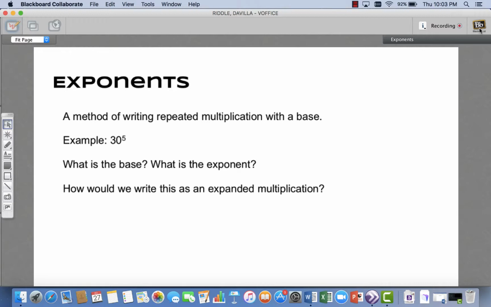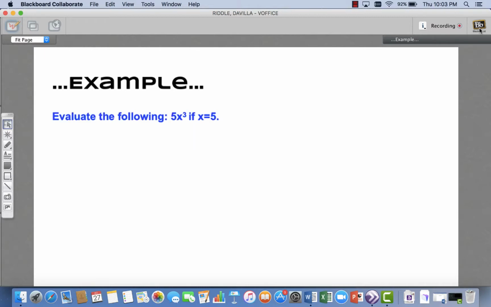We went over this previously. It would be 30 times 30 times 30 times 30 times 30. So basically, exponents are just a quicker way of writing it, a sort of shorthand way of writing it.